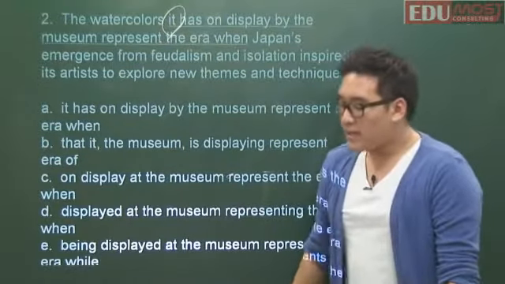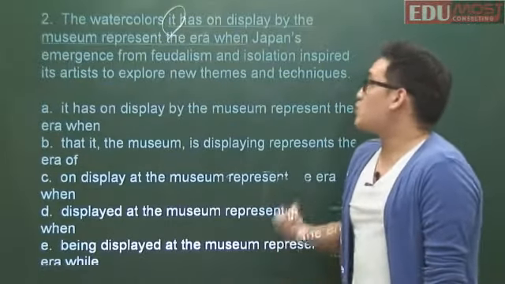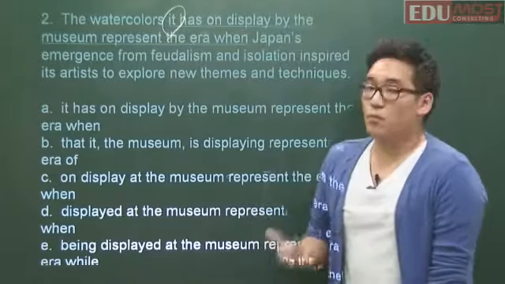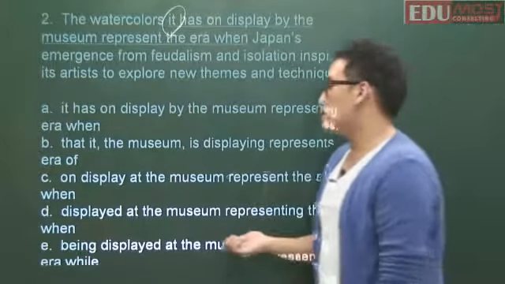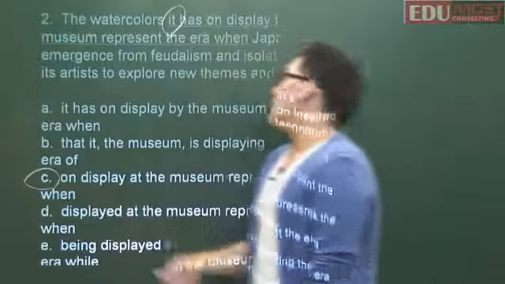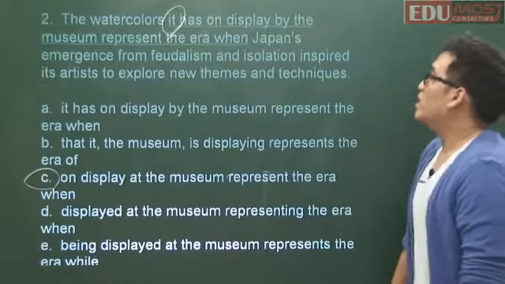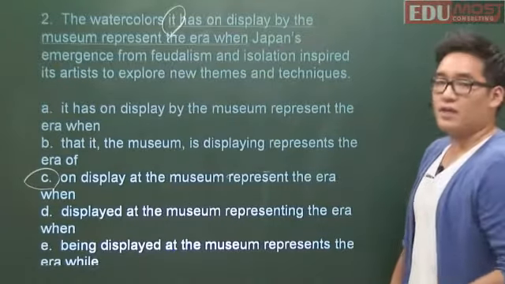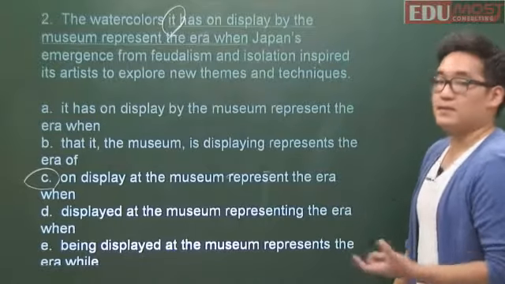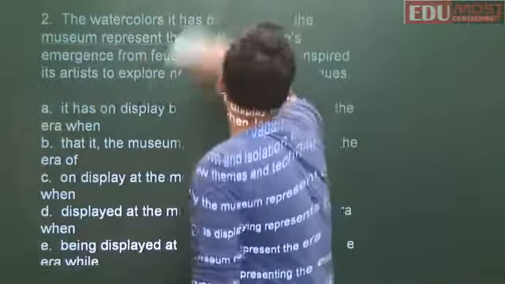Which is why the best sentence is going to be the one that makes it simplest, that gets rid of all of those prepositions, or at least most of them, and also gets rid of the "it." Which is why the best sentence here is actually going to be C: The watercolors on display at the museum represent the era when Japan's emergence from feudalism... Does everyone see that? This simplifies the sentence best. Good. Let's move on to question number 3.